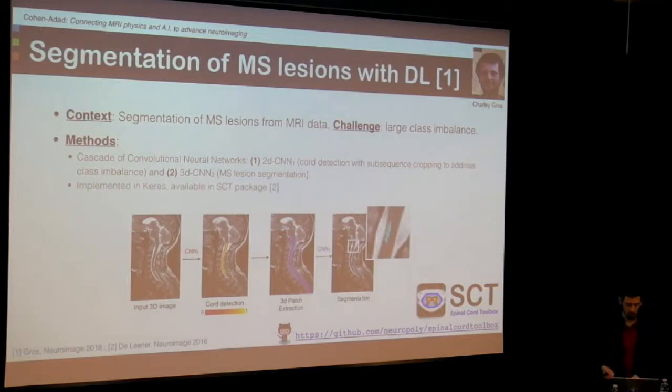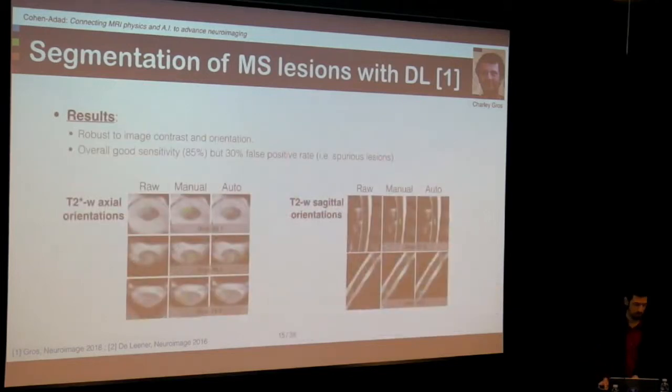So that's been implemented in Keras and is available as open source in our package. And briefly, the result is that this approach is robust to image contrast and orientation. There is an overall good sensitivity, but still there are a lot of false positives. So we end up estimating lesions where, in fact, there is no lesion. Those false lesions could be due to image contrast. And that's going to drive another part of the talk, which I'm going to show you shortly.